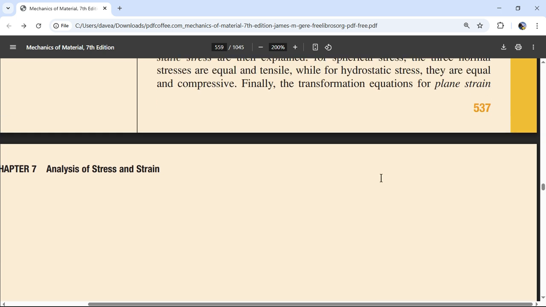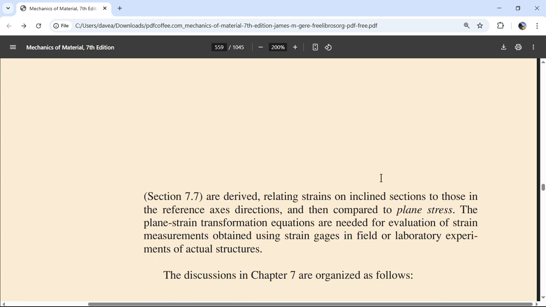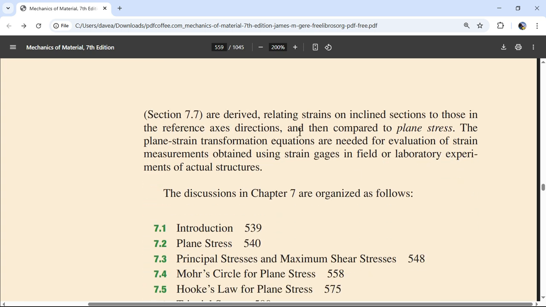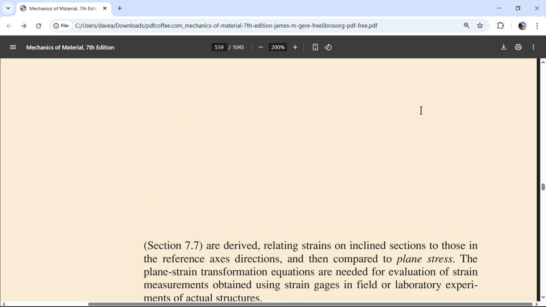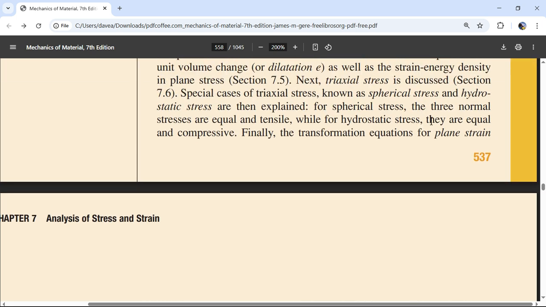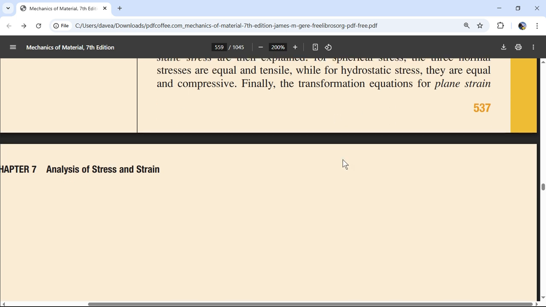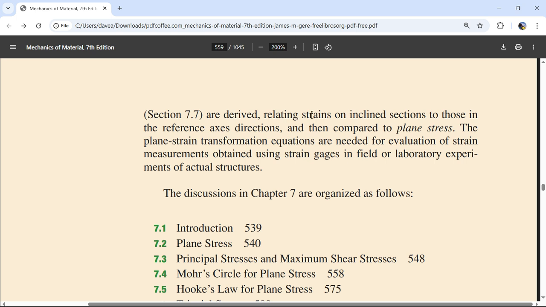So finally, the transformation equations for plane strain are derived. Transformation, so it must be plane strain using all three directions. Relating strain on inclined sections to those in the reference axes directions, and then compared to plane. Oh, so still plane. See, that's where it's just like, why in textbooks do I just have an assumption, because it just says the transformation equations for plane strain. Plane means the xy, so just on the surface. So if this is the page, it's just the xy direction, not coming out of the page. So that's plane strain. So then they're finally derived.